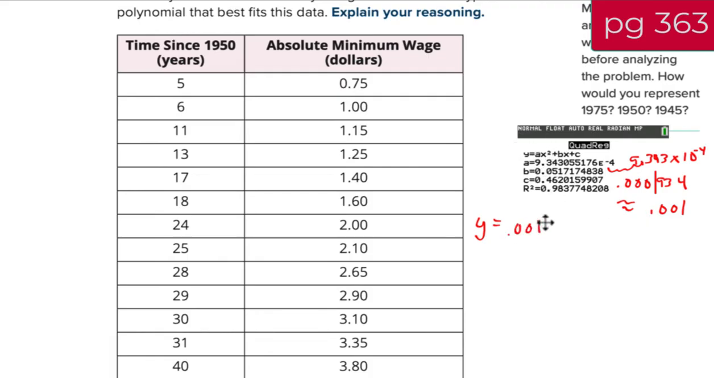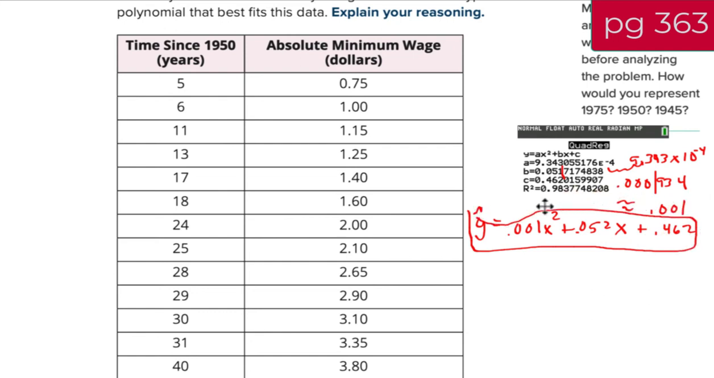0.001. And this is a, and that's the x squared term, plus 0.05. Remember, we draw the line right here. That's a 7, so it's going to go up to 0.052x, and then plus c, which is plus 0.462. That would be the equation that I would come up with that models this data pretty well. Ooh, I had a little dip right there.